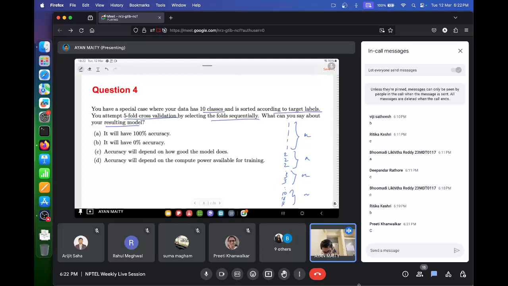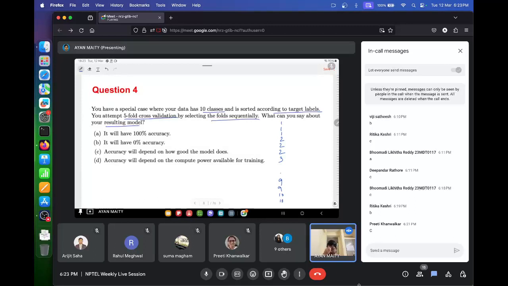So for this problem, 10 classes are there, and the data points are sorted according to the target levels. If we assume that each target level has an equal number of data points, first all the data points with target level 1 are present, then all the data points with target level 2, then 3, like this, and finally all the 9s and all the 10s.